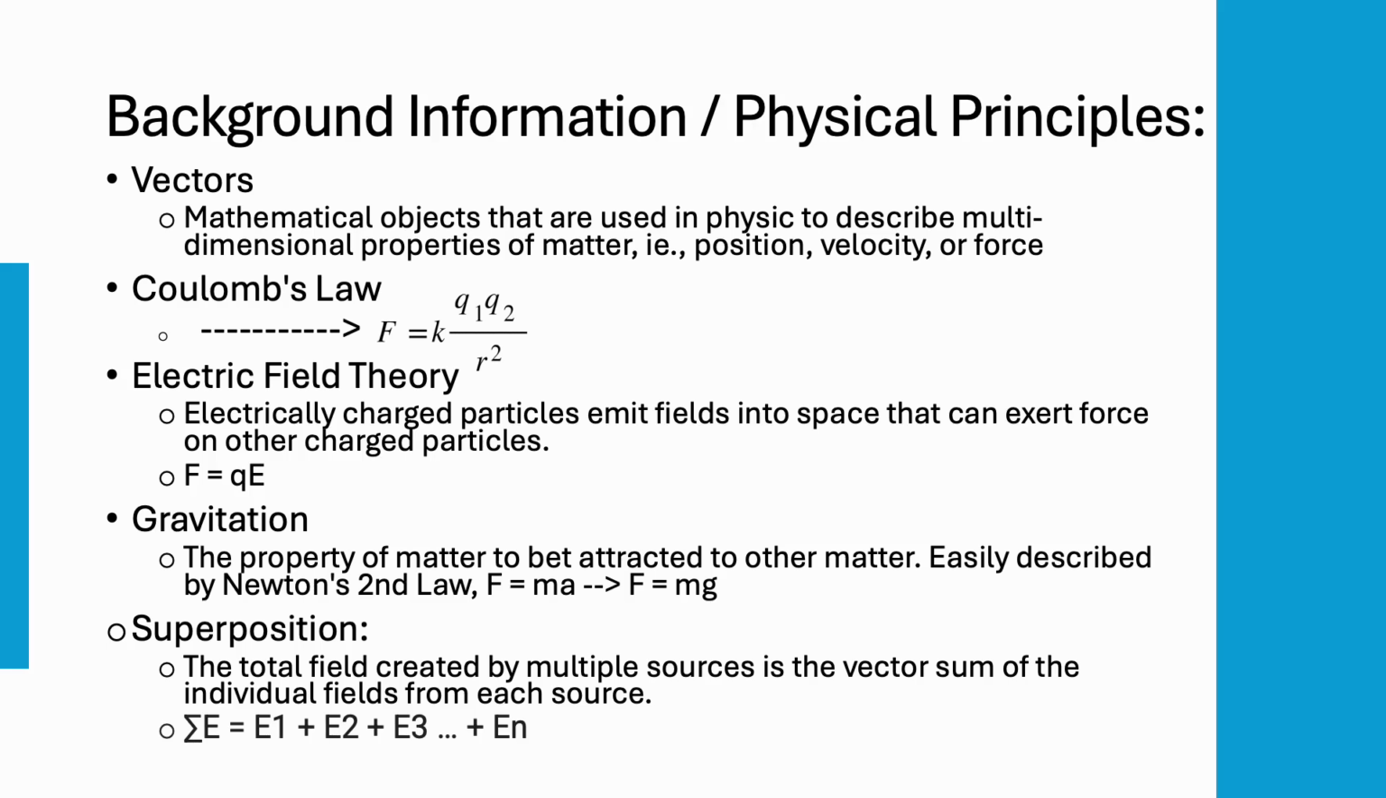The electric field theory states that charged particles emit fields into space that can exert forces, and gravitation is a property of matter to be attracted to other matter. This force is easily described by Newton's second law, F equals ma, where a is replaced by g. Superposition is a property that multiple fields can be added together to form a net field.